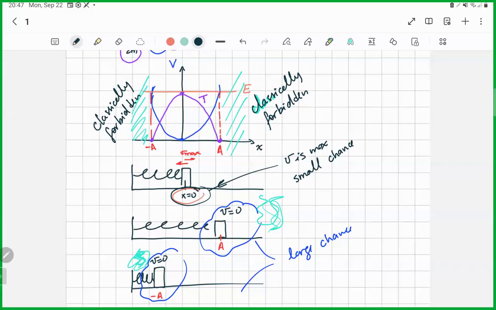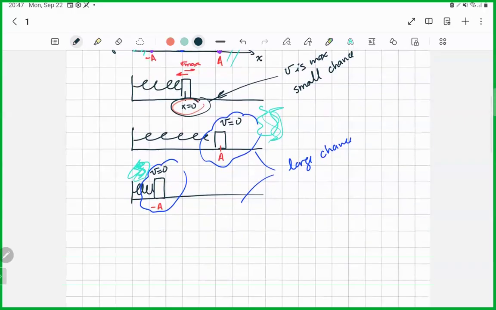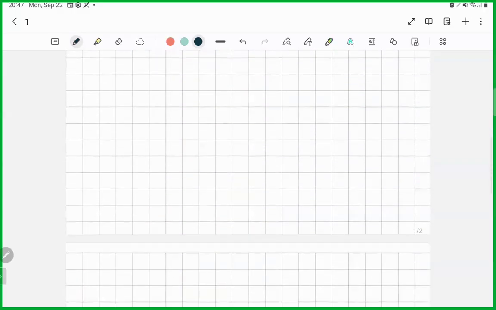This is what we know classically. Now let's try to compare what we discussed here with the quantum harmonic oscillator, and you will see how things now change. So let's talk about the quantum harmonic oscillator.